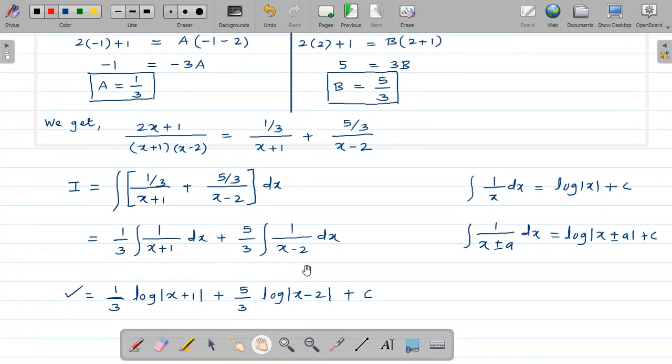So try to solve this type of questions by using the partial fraction method. So this is type number 1 of the partial fraction method.